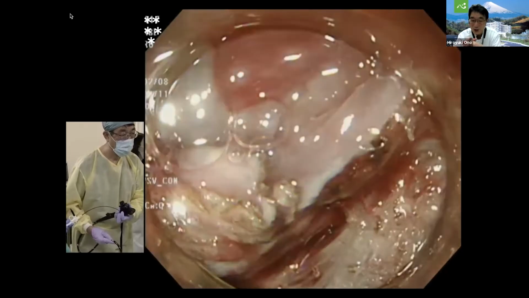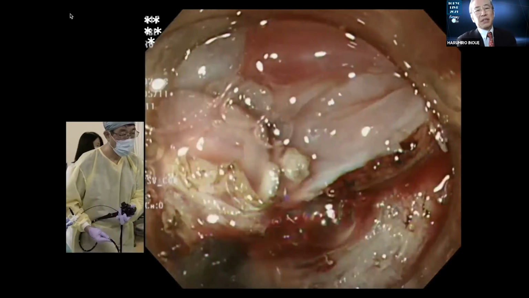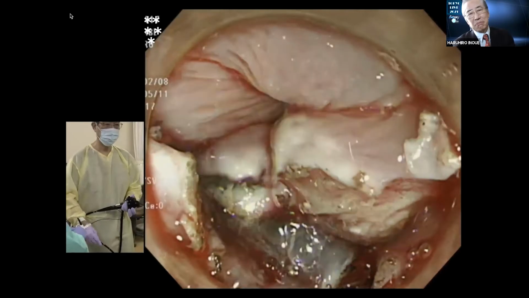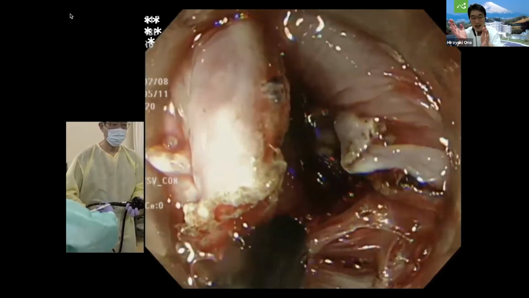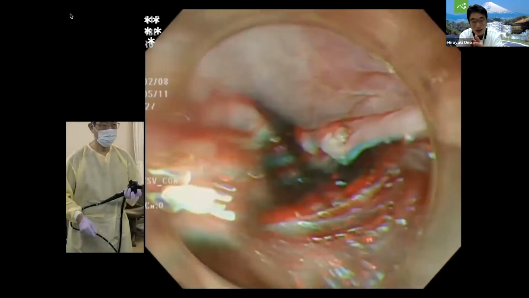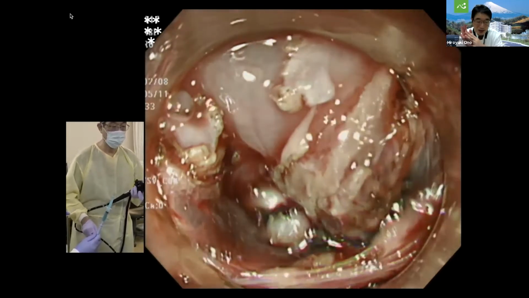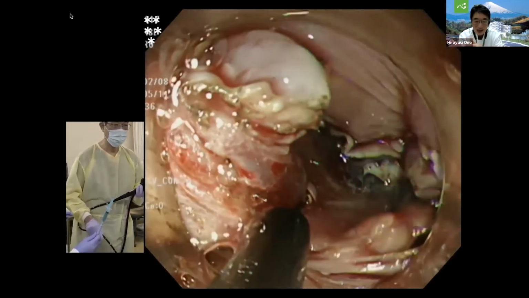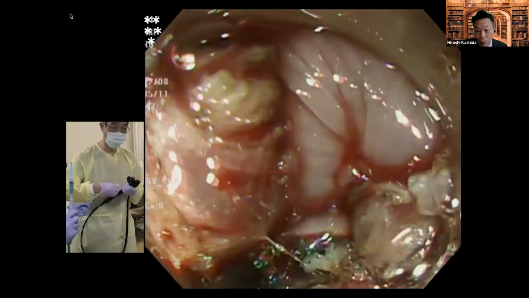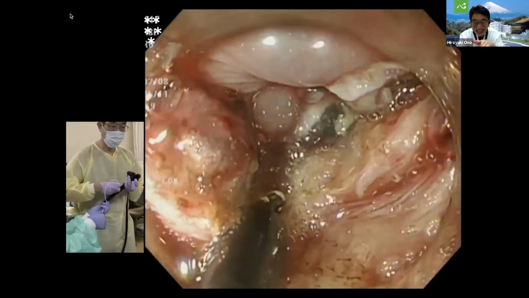How about Professor Inoue? I totally agree with Ono Sensei's comment. Traction works very well. I can see the cutting area easily after using the traction method, and I move the IT knife just on the muscle layer like this. I can see the inner muscle layer, the circular muscle layer now.